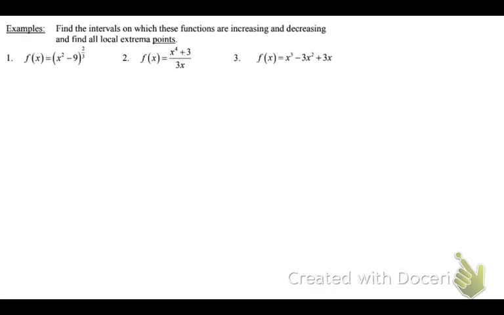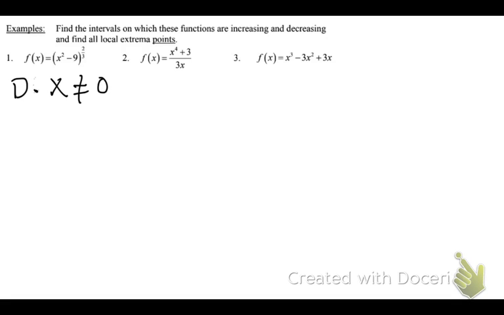Example 2, we have f of x equals x to the 4th plus 3 all over 3x. So our domain, let's always start with your domain restrictions. Our domain restriction is that x can't be 0, as we have a denominator, and we can't divide by 0.